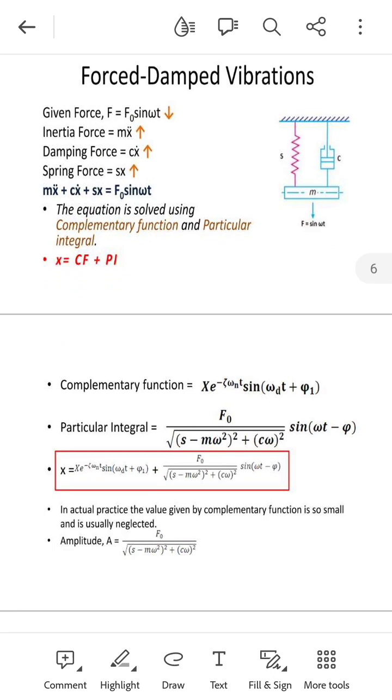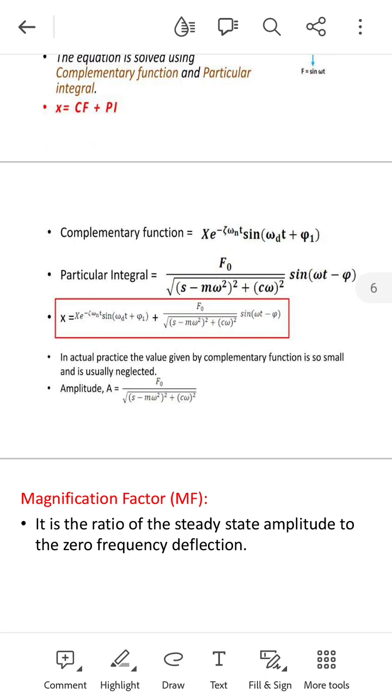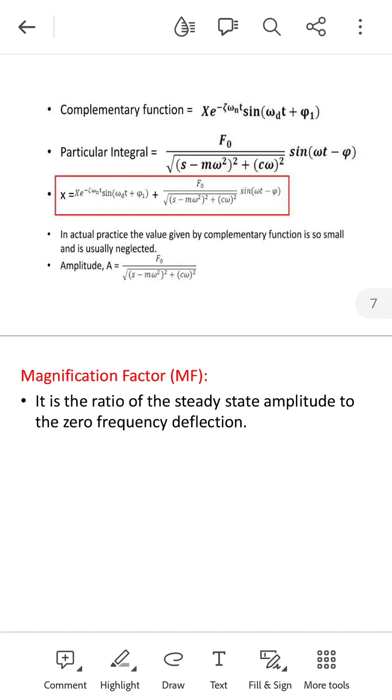In actual practice, the value given by the complementary function is so small that it is easily neglected. So the amplitude A is equal to F0 divided by the root of [(s − mω²)² + (cω)²]. The next one, magnification factor. It is the ratio of the steady state amplitude to the zero frequency deflection.